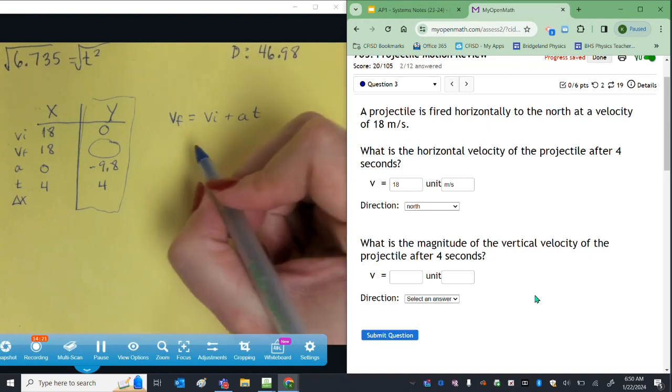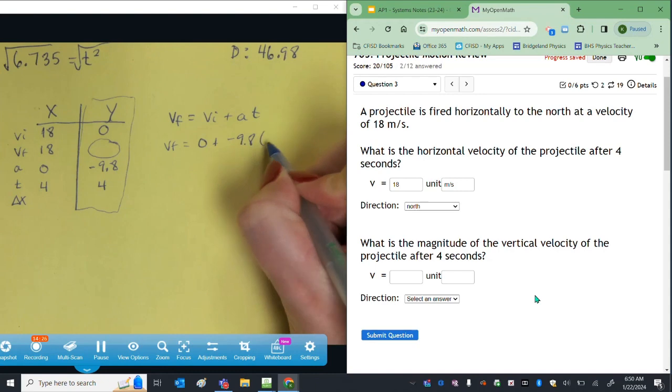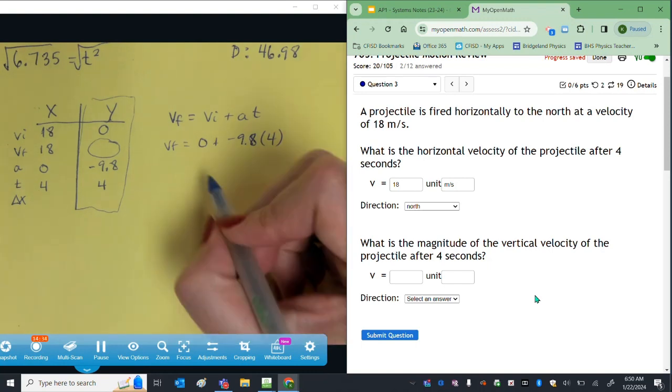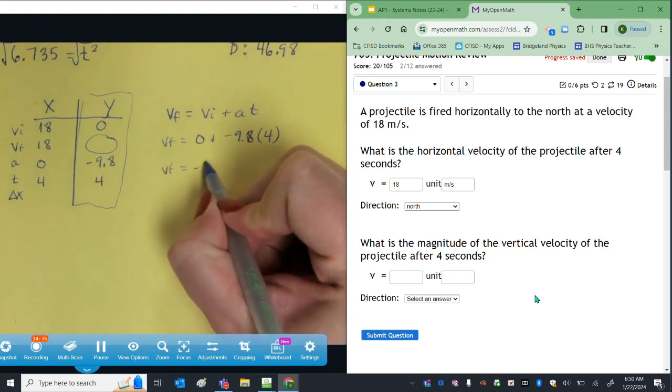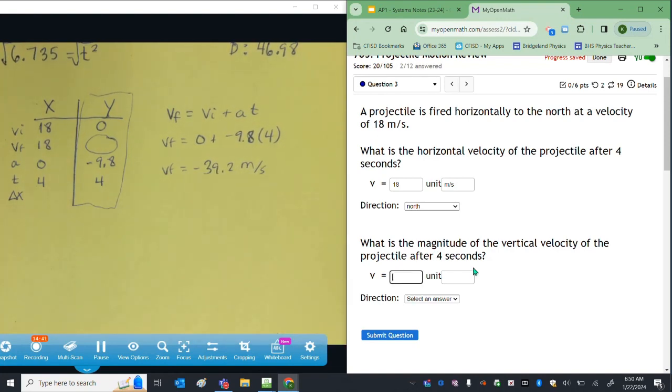If I plug in, that's vf equals 0 plus negative 9.8 times 4. Okay, and so we're just going to multiply negative 9.8 times 4, which gives me a final velocity of negative 39.2 meters per second. It just wants the magnitude, so I'm not going to type the negative sign because it says magnitude right there. So 39.2 meters per second, down because it will be falling.